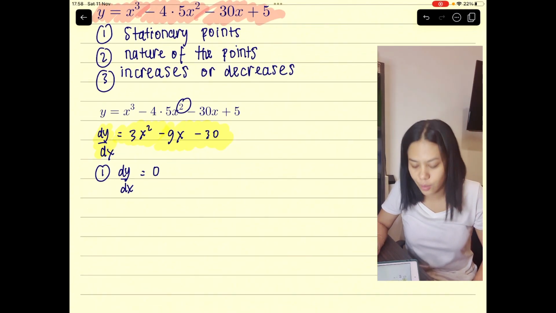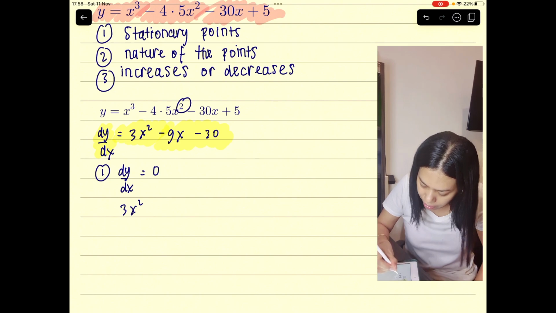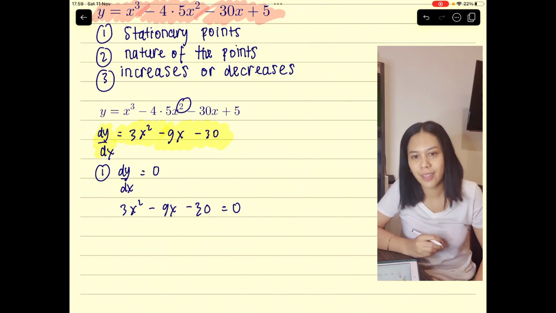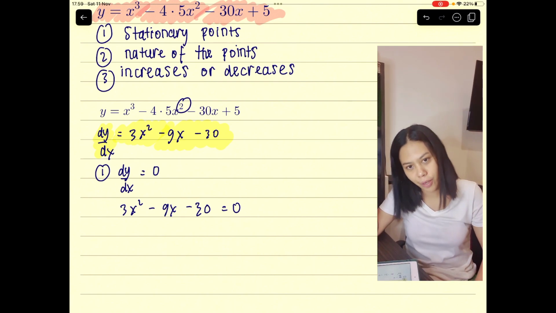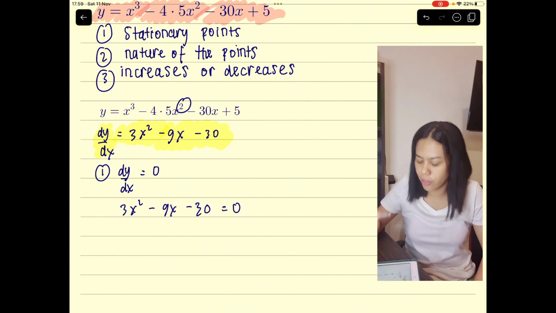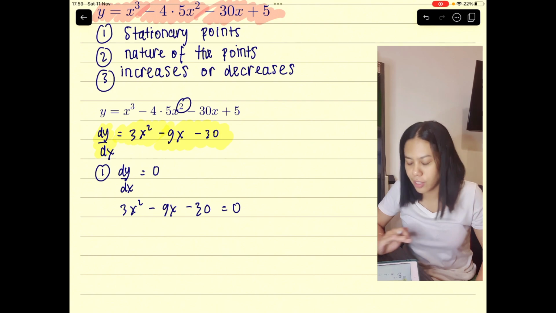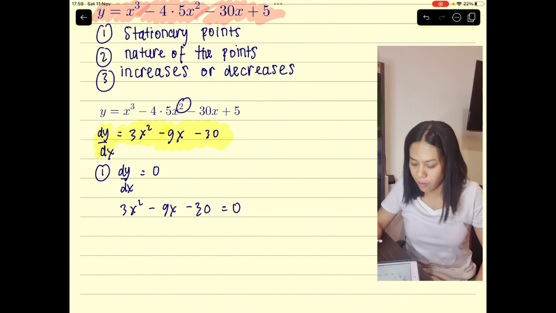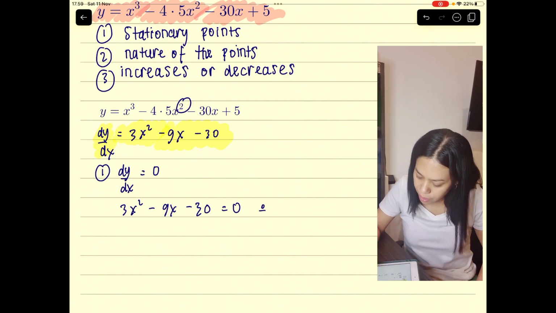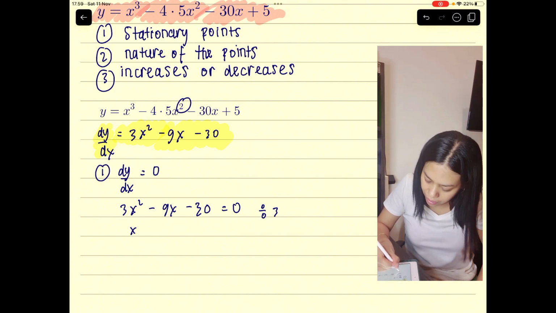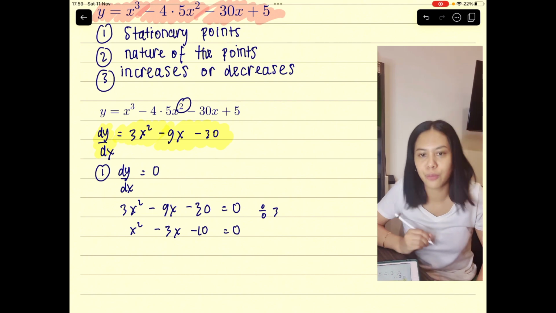So dy over dx equals 0. So we have 3x squared minus 9x minus 30 equals 0. Because we're looking for stationary points, we're looking for the x there. I'm going to divide everything by 3. Do I need to divide everything by 3? No, but it's just going to be easier that way. I need to find the x, so I need to factorize the left side. So I have x squared minus 3x minus 10 equals 0.